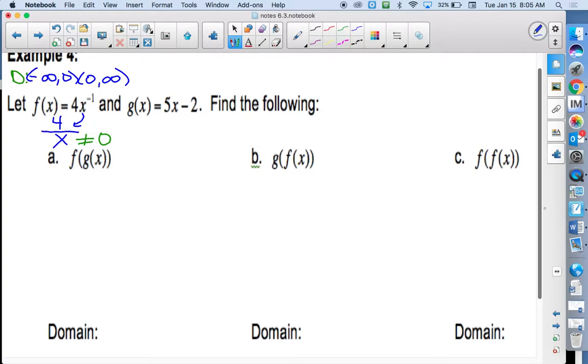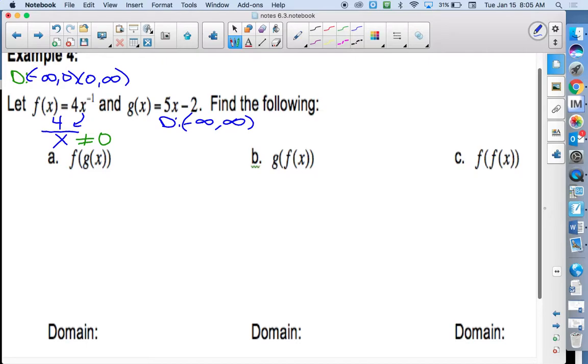Our g of x function is 5x minus 2. Will, what do you know about that equation? What's that graph look like? It's linear. What's the domain of any linear function? Negative infinity to positive infinity. Good, negative infinity to positive infinity.